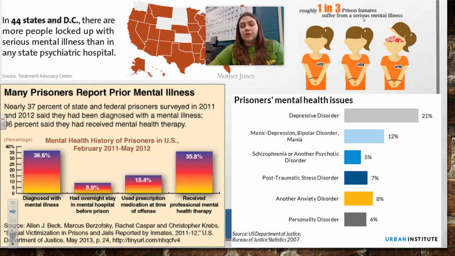Roughly 1 in 3 prison inmates suffer from a serious mental illness, 1 in 3. Many prisoners report prior mental illness before they were imprisoned. They already were diagnosed, they were already taking medication for it, they'd already had overnight stays in mental hospitals. So a lot of people in prison are dealing with these mental illnesses. Now, some of them are just anxiety or depression. Not that that's not a lot, but I wouldn't say that would be a usual cause of someone committing murder. Whereas schizophrenia or post-traumatic stress disorder would be more common causes of more violent actions. And not always. If you know someone who's schizophrenic, there are people who manage that disease.